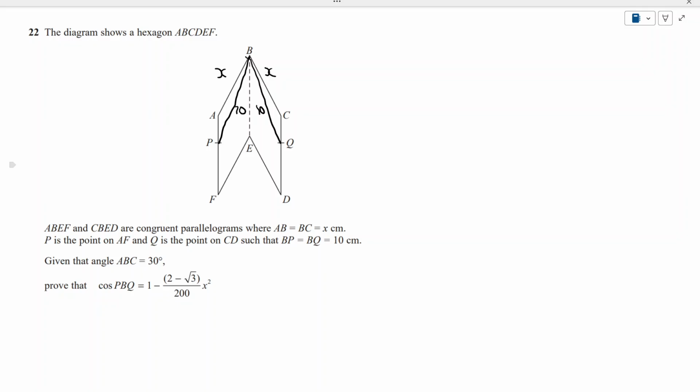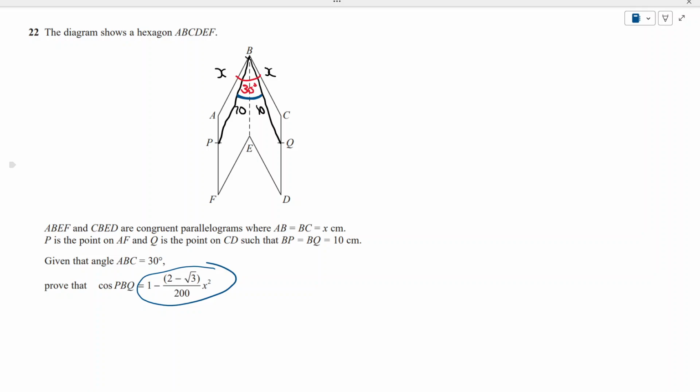And we're told that angle ABC is 30 degrees. So ABC, let's put that in a different color so we can see clearly that is 30 degrees. Now, we are asked to prove that the cosine of PBQ, in other words, the cosine of this angle in here, is equal to 1 minus (2 minus root 3) over 200 lots of x squared.